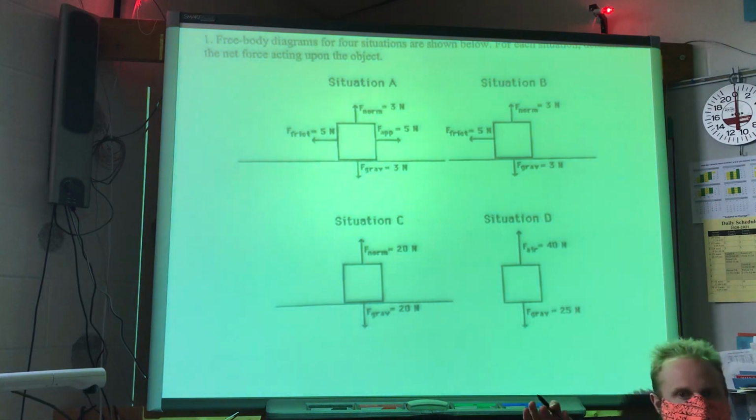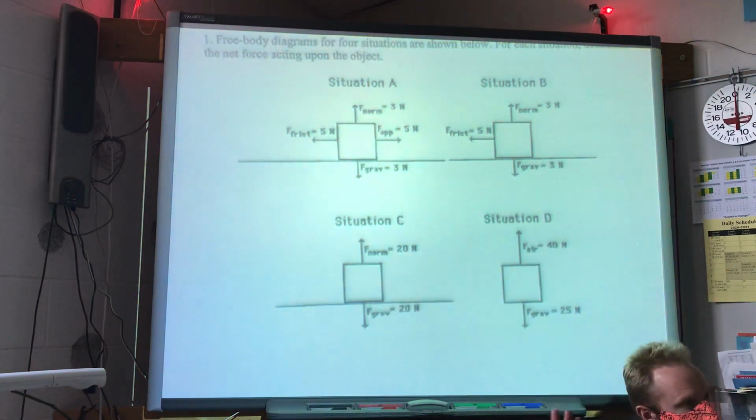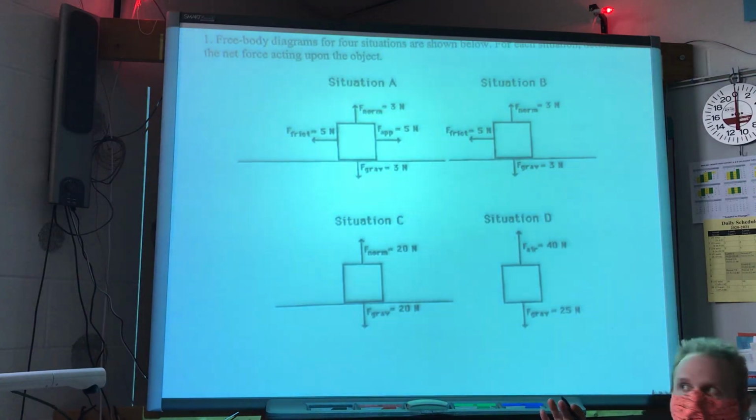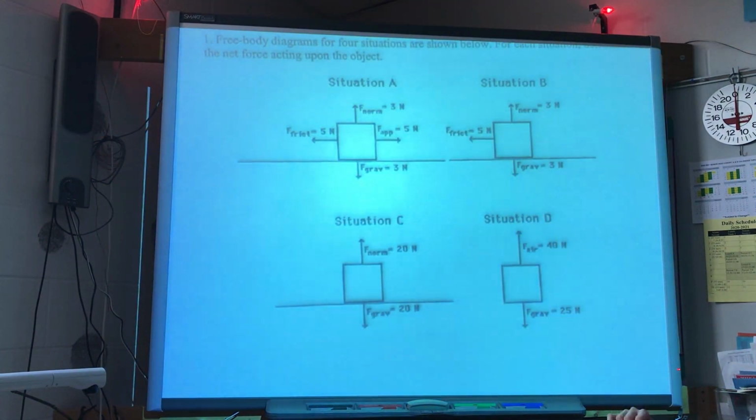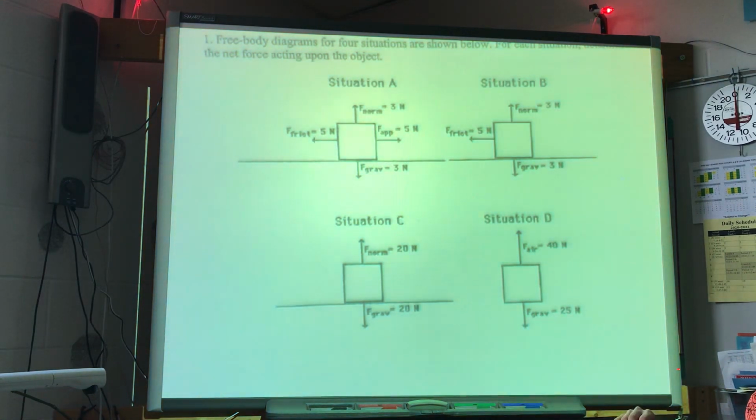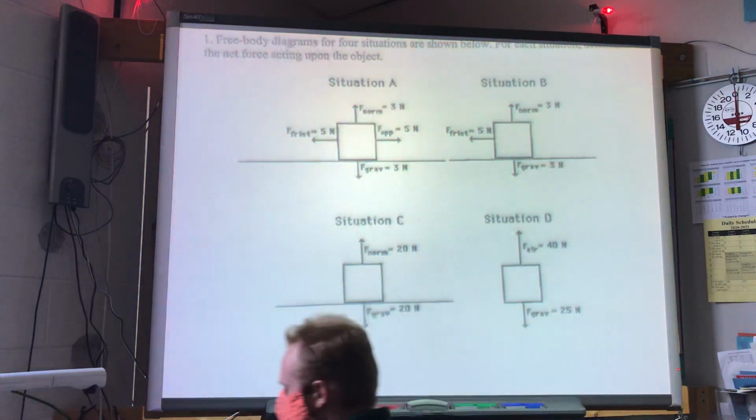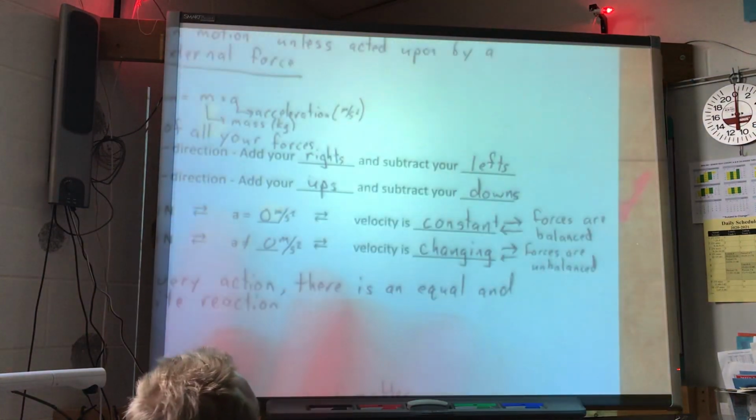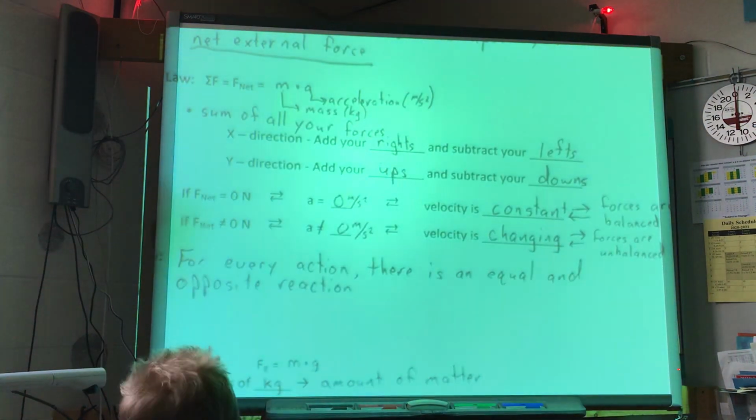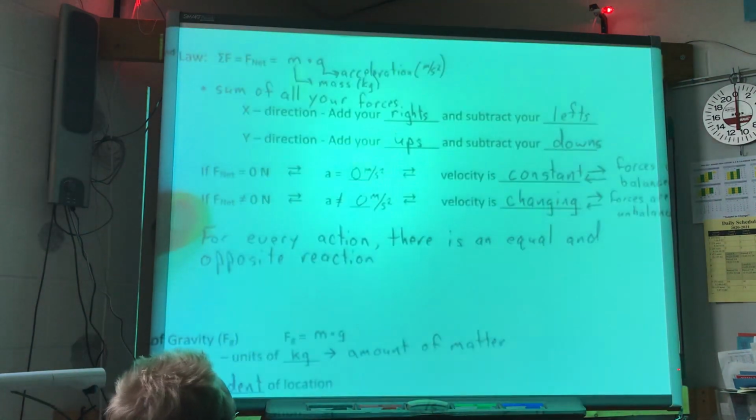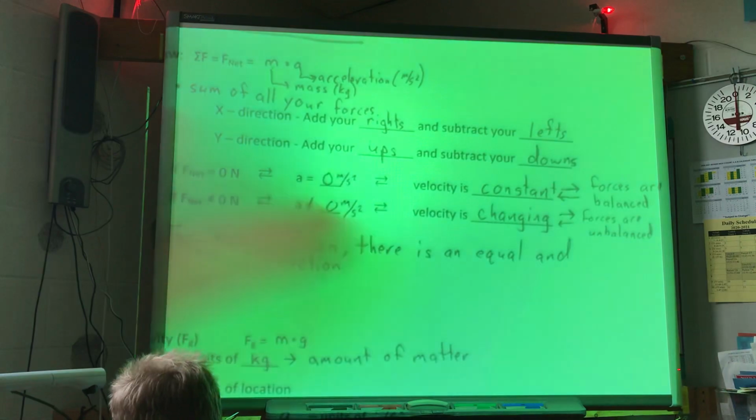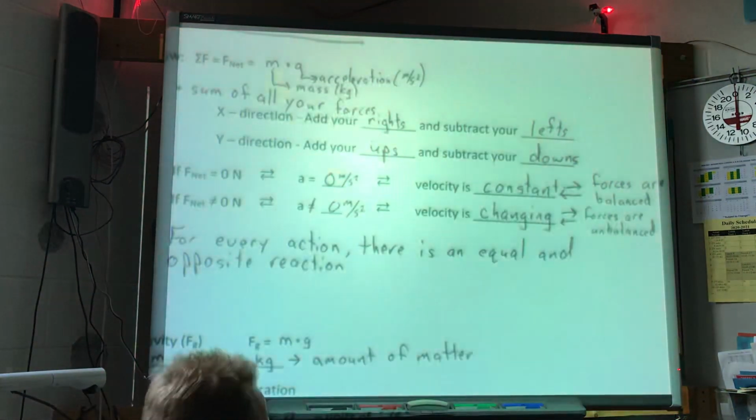I'll show you the full-on blown-out calculations just to show you step by step, and we will use that step by step later. But for right now, we're really just looking at the big picture. We only look at the x direction, then we only look at the y direction, and we look at them separately. But it all goes back to this string of sentences right here: if my F net is 0, then that means my acceleration is 0, my velocity is constant, my forces are balanced. Or if my F net is not 0, it has some number besides that, that means it's accelerating, my velocity is changing, and my forces are unbalanced.